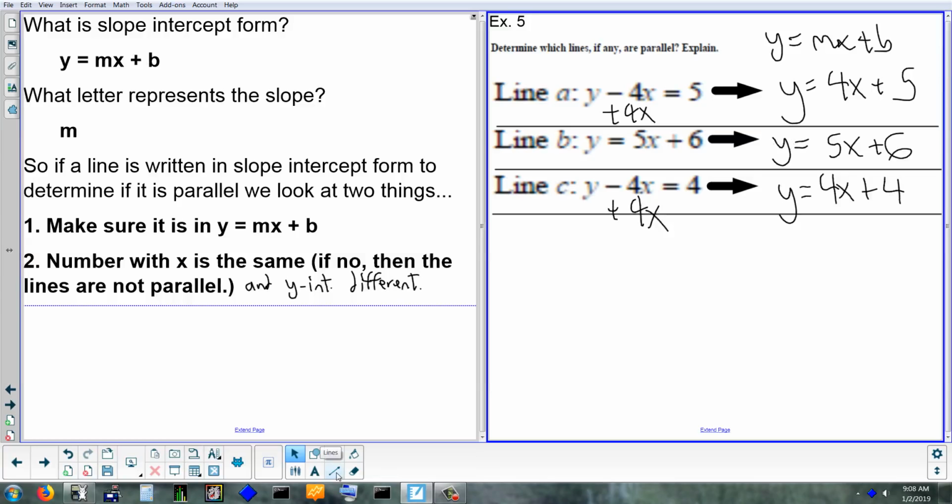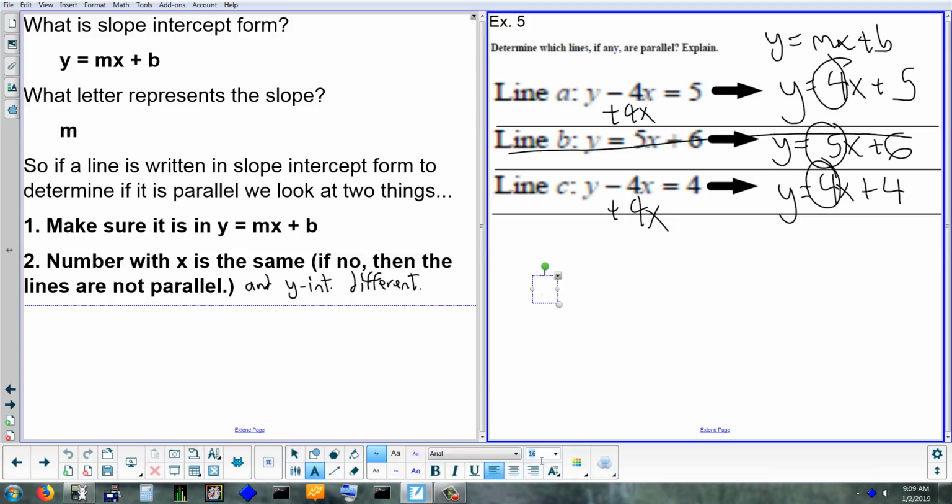What's the rule again? Same slope, different y-intercept. How do I know what the slope is? What's going to be attached to it? The x, right? In this equation, what's my slope? 4. Just a 4. In this one? 5. In the last one? 4. Which one's eliminated so far? B, right? We got a chance with these guys because the slope's the same. B's gone. Same slope, different y-intercept.